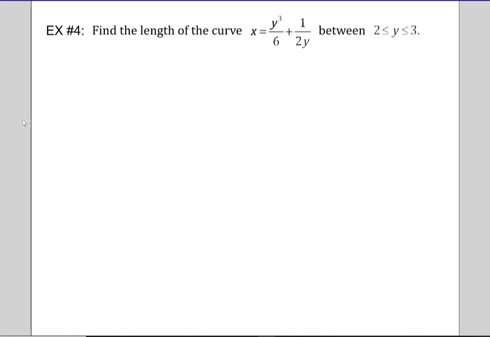In example 4, we want to find the length of the curve. So this curve is solved for x in terms of y, and our y values are between 2 and 3. So we're looking for x prime in this case, which is 1/2 y squared minus 1/2 y to the negative 2 power.